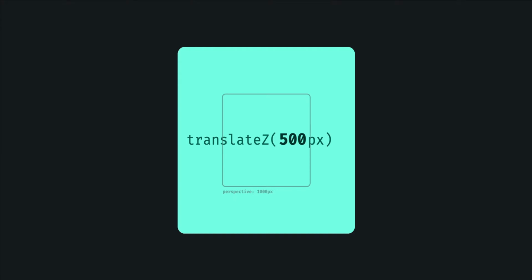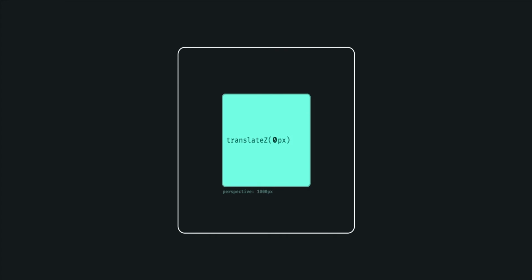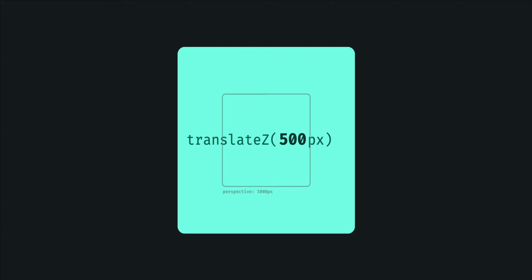What do you suppose happens if I move it another 499 pixels? Is it going to become twice as large? No. The box is going to fill your screen as if you're just 1 pixel away from the box. This is really important to keep in mind when thinking about 3D transforms and perspective. In other words, if I move the box 500 pixels closer to you, that's half the distance of the perspective.